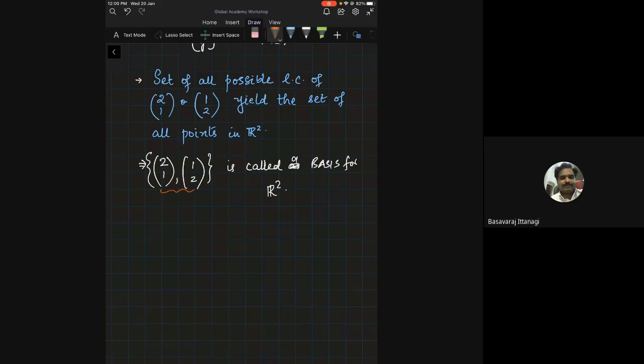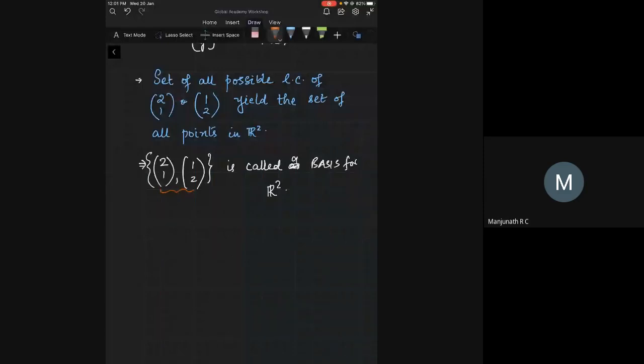Can someone give me a number? Some 500 engineering colleges are there. Can someone tell me how many engineering colleges are there in Karnataka? 200? Okay, 300. Fine. Let us assume that 300 engineering colleges are there.